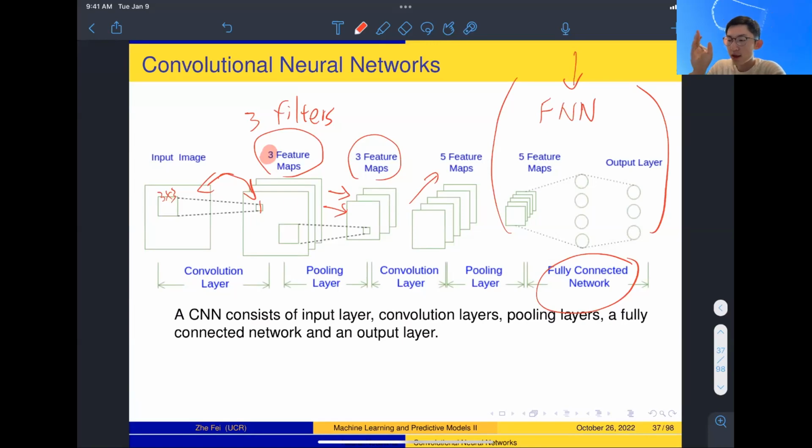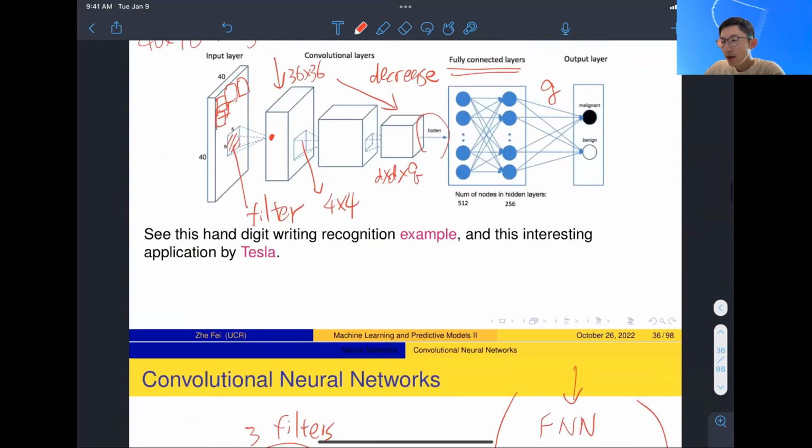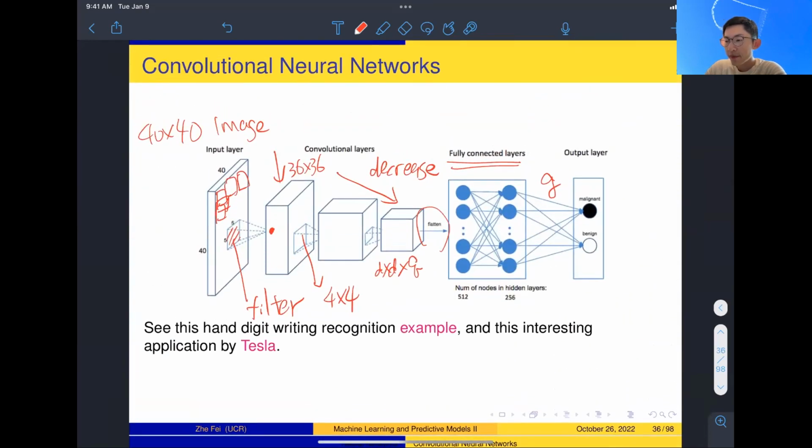So essentially, you have one convolutional layer and one pooling layer together. The convolution layer does not reduce the dimension significantly. A good example is here. You see the original input is 40 by 40, and you apply a 5 by 5 filter, which is actually a pretty large filter. Typically people use a 3 by 3 filter. So with a 5 by 5 or 3 by 3 filter, you only reduce the dimension to 36 by 36 after you apply the filter.